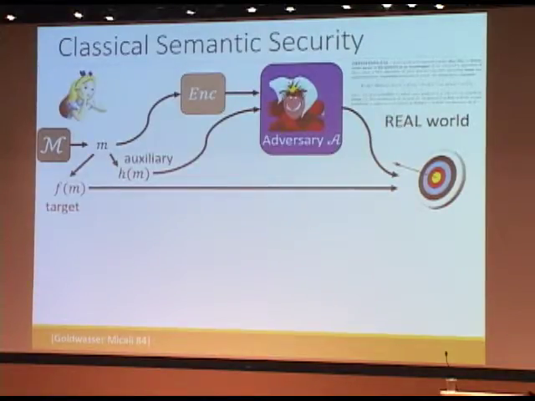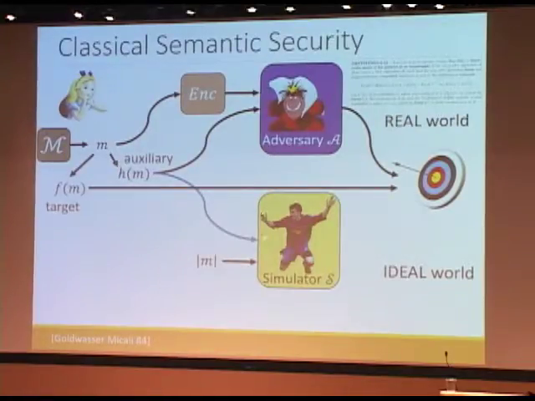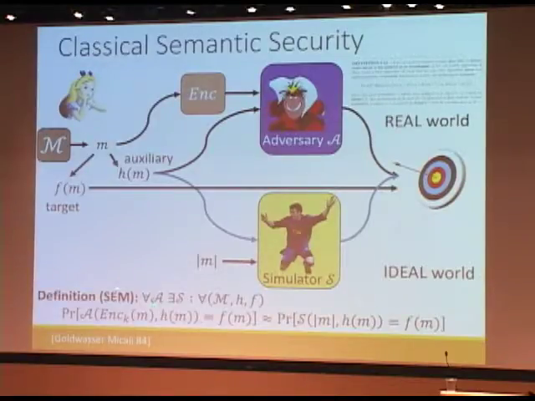Now there has to be an ideal world. In the ideal world, it works as follows. There is a simulator here that does not get to see the message itself. It only gets to see the length of the message. Somehow, this is not what you're going to hide, because we assume this encryption scheme will give away the length of the message, but not the content of the message. But he also gets the same auxiliary information, and his task is also to come up with this target here. So that's the setup, and here is the actual definition of semantic security. There's a bunch of quantifiers here.